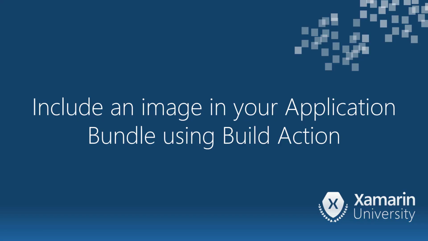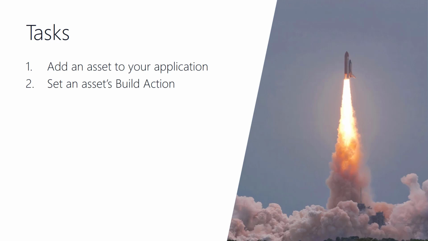So let's begin with taking a look at how we can add an image into our application. There are a couple things we want to talk about. First, we'll look at how we can take the physical asset and add it into our application. And then we'll also look at how we can set the asset's build action.